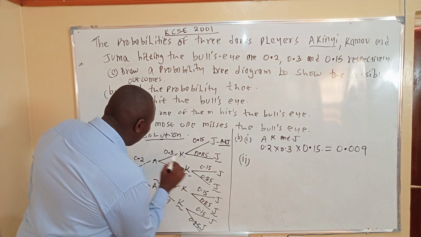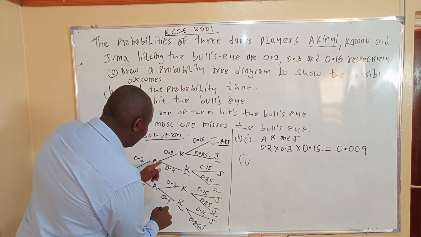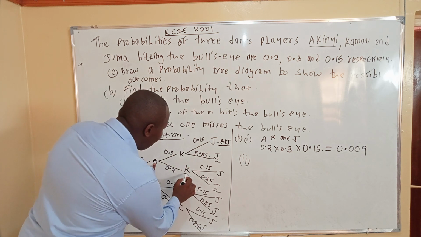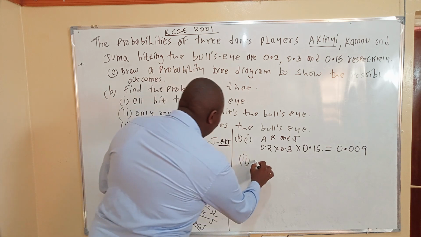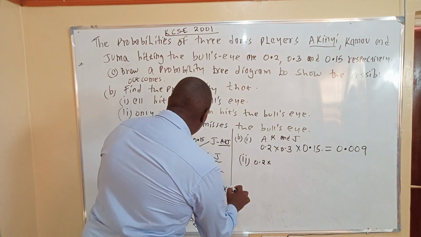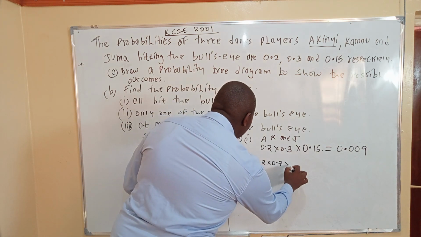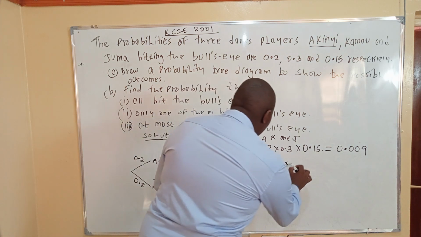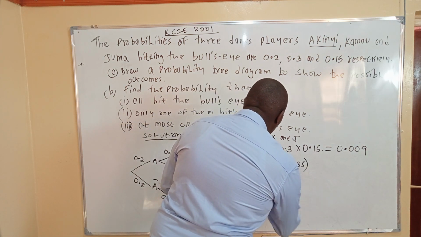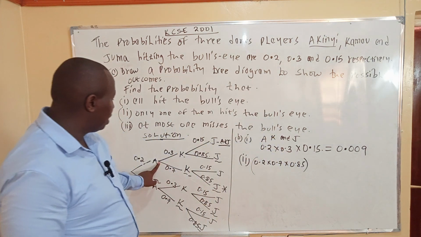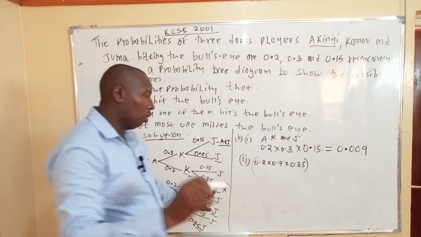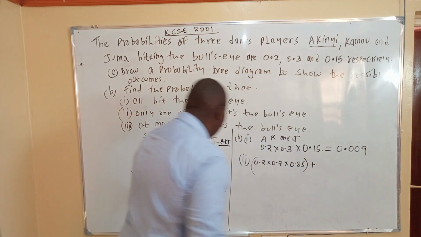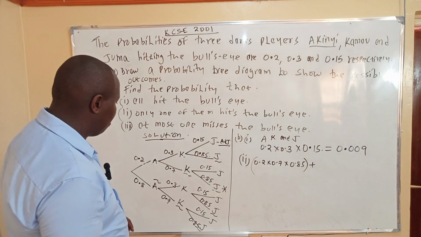This branch of only one hitting: Akinyi hitting, Kamau and Juma not hitting. We take that one. That is 0.2 times 0.7 times 0.85. That is one option where we have Akinyi hitting, Kamau and Juma not hitting the target. Or we check the second branch where only one is hitting the bull's eye.